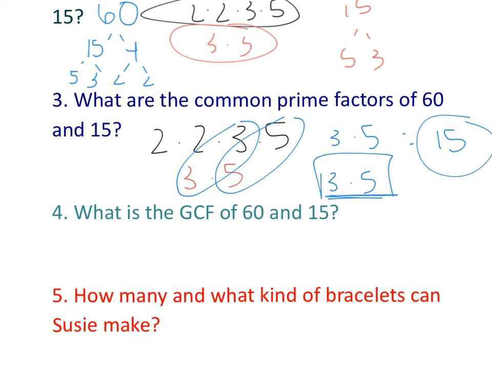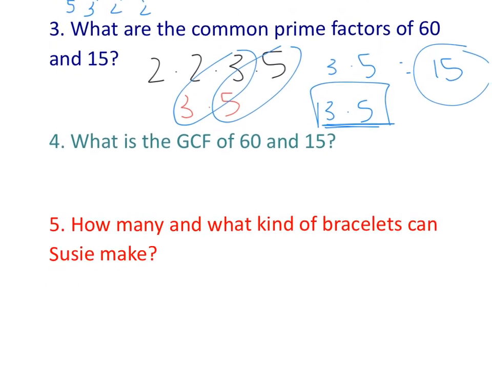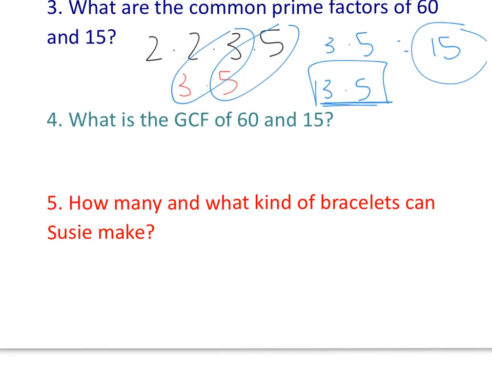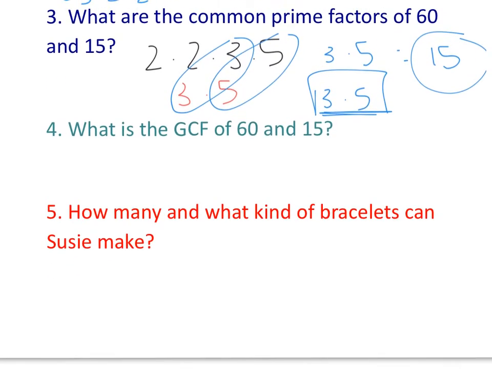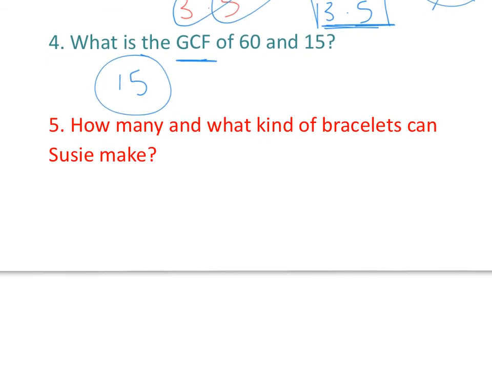Question 4 says, what is the GCF of 60 and 15? So the GCF here, 3 times 5, would be 15. So 15 is the GCF, and I probably shouldn't have circled it up at number 3, because the common prime factors of 60 and 15 are 3 and 5, but the GCF, the greatest common factor of what goes into both of those, is 15. Then question 5 says, if we wrap all this up, how many and what kind of bracelets can Susie make? So let's go ahead and write out what we have here.